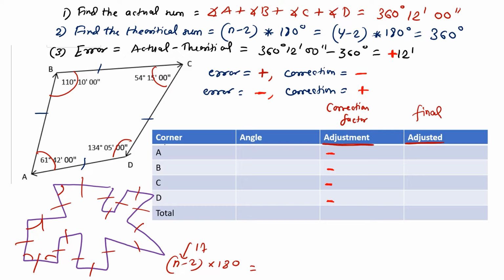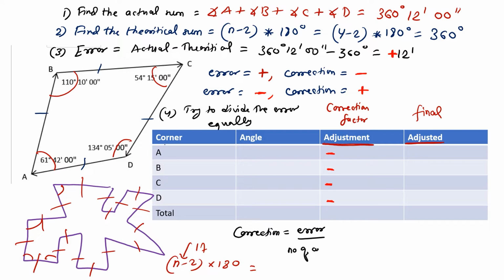So how do you divide the error? This is step number 4: try to divide the error equally, uniformly among all the angles. So here the correction would be the error divided by the number of angles. So 12 divided by 4 equals 3, right?